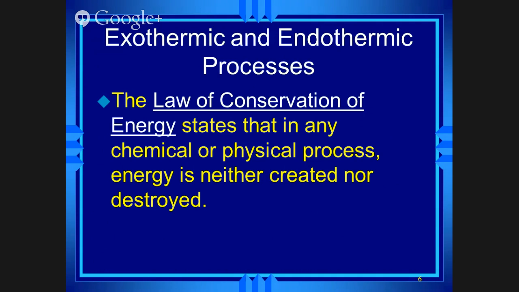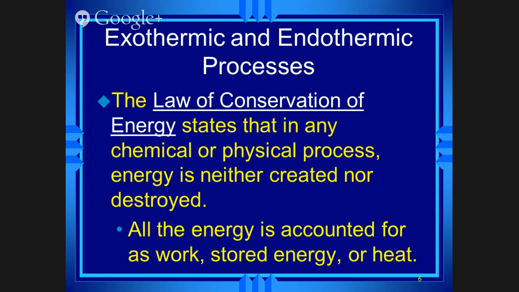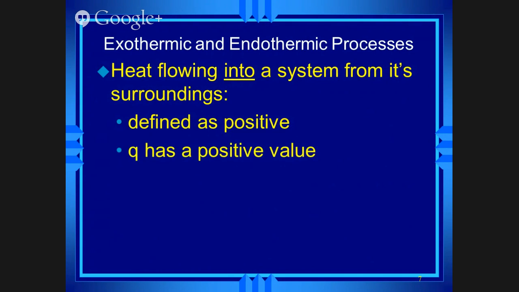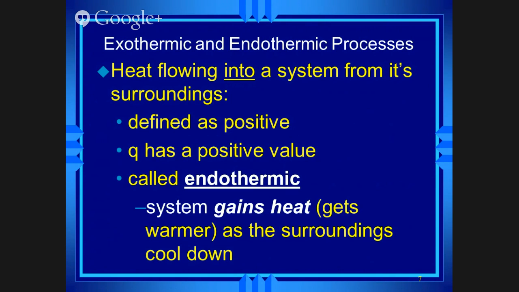Conservation of energy states that in any chemical or physical process, energy is neither created nor destroyed, it's just transformed. All the energy is accounted for as work, stored energy, which would be potential energy, or heat. Heat flowing into a system from its surroundings is defined as positive. Q will be positive. This is called endothermic. The system gains heat. The system gets warmer as the surroundings cool down.